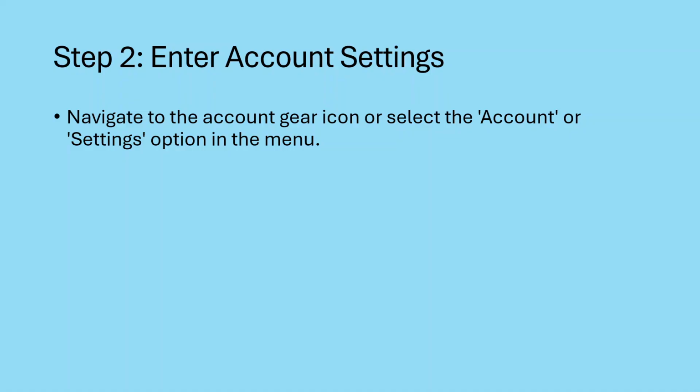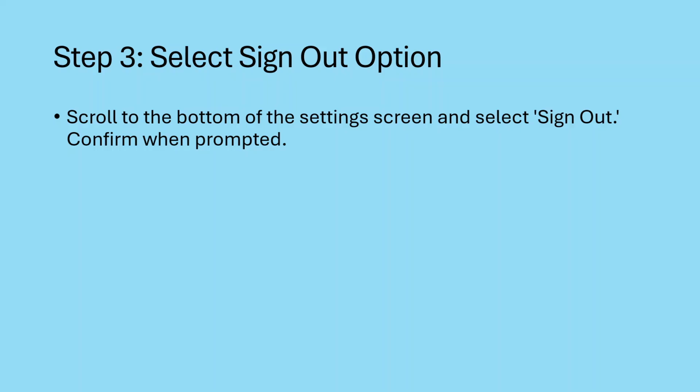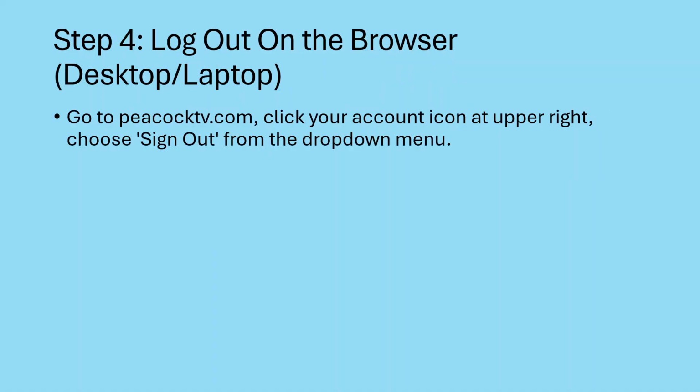Step 2. Enter account settings. Navigate to the account gear icon or select the account or settings option in the menu. Step 3. Select sign out option. Scroll to the bottom of the settings screen and select sign out. Then confirm when prompted.